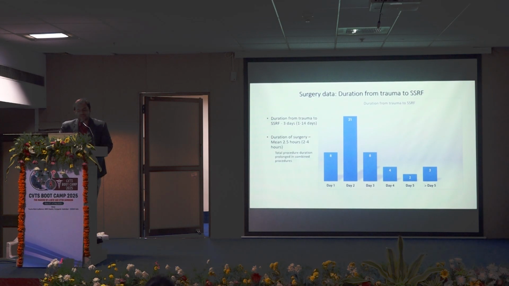The mean duration of surgery is usually 2.5 hours. This depends on the number of rib fractures, the site, the flail, and whether it involves both sides or not.